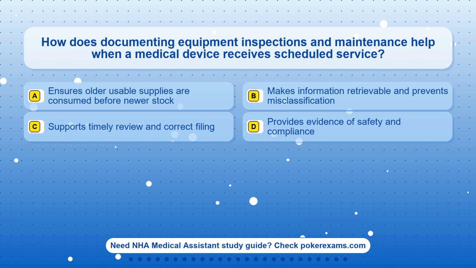Question 15. How does documenting equipment inspections and maintenance help when a medical device receives scheduled service? Option A, ensures older usable supplies are consumed before newer stock. Option B, makes information retrievable and prevents misclassification. Option C, supports timely review and correct filing. Option D, provides evidence of safety and compliance.